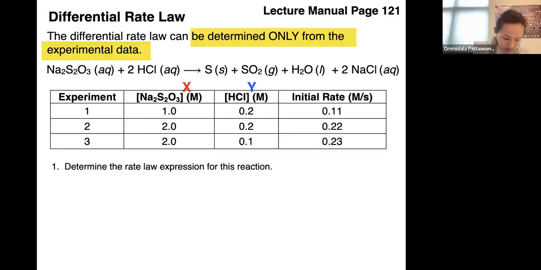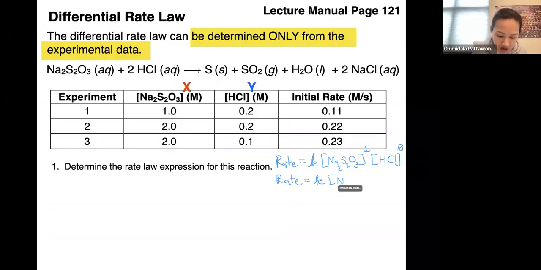The rate law expression for this reaction would be rate equal to the rate constant times the concentration of sodium thiosulfate, times the concentration of hydrochloric acid raised to 0, and this one raised to 1. Remember, anything raised to 0 is equal to 1. So another way to write this rate law is rate equals k times just the concentration of sodium thiosulfate, because anything raised to 0 is equal to 1.